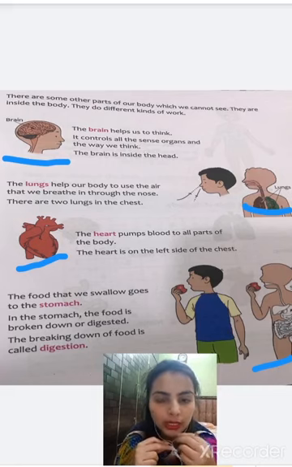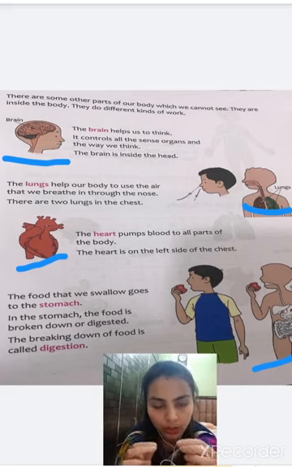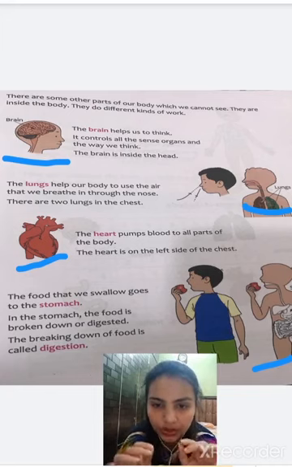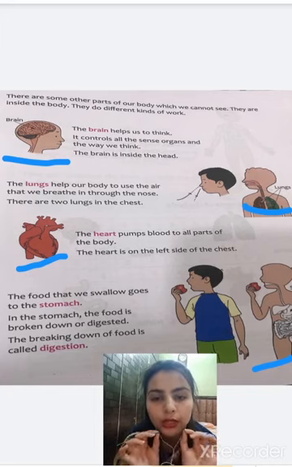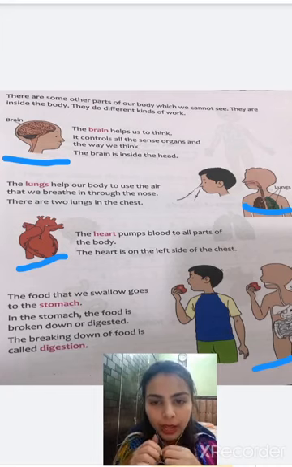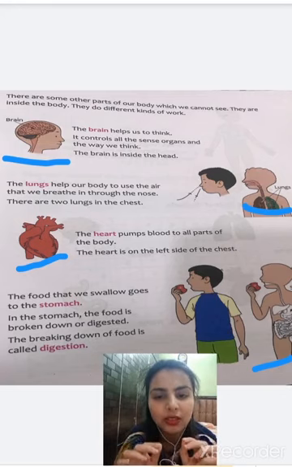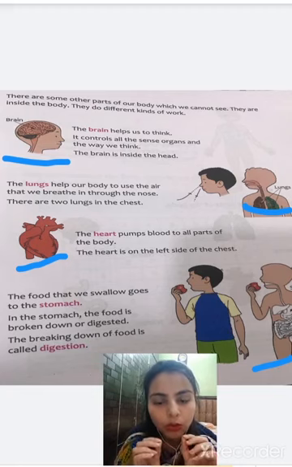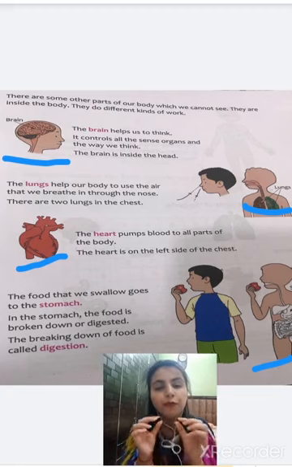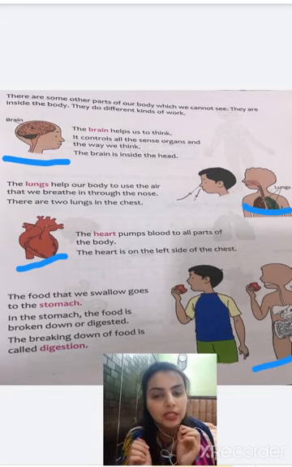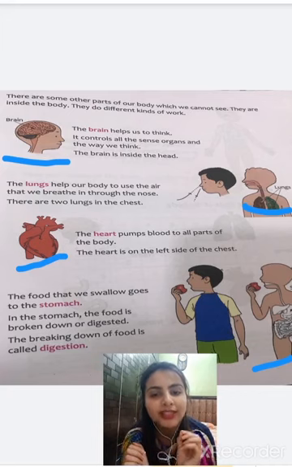The food which we eat, when we chew it, it breaks down. But when we swallow it, it goes to the stomach, and in the stomach it breaks down again into smaller food and is digested. When it becomes smaller, it is very easy for our stomach to digest the food. The breaking down of food is called digestion. When our food breaks down into smaller pieces in our stomach, it is called digestion.